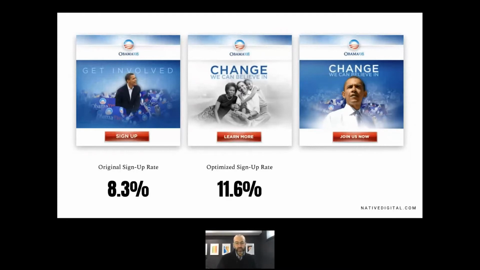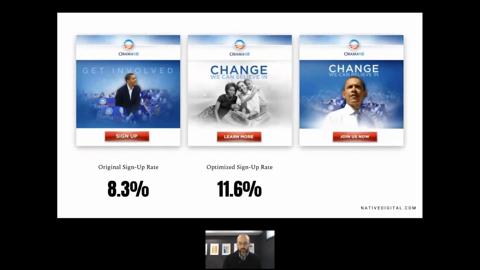So what they're looking at here is message of the copy. They're looking at the visuals of the images, and they're also looking at the language on the sign up buttons. They tested all of these individually. So it wasn't just 3 ads, it was all different variants here. The original sign up rate was pretty high. You're talking to people who are fairly well qualified once they've gotten to this point. 8.3 led to an increase in 11.6.